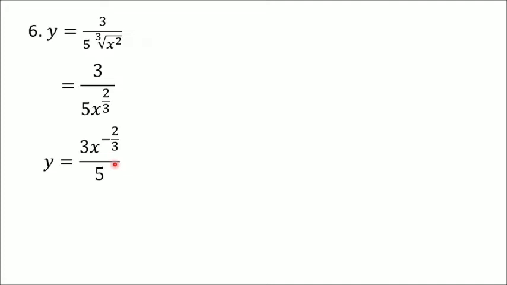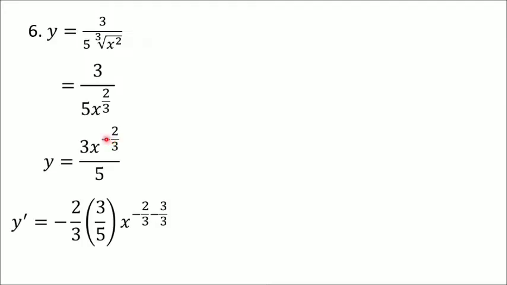rule ng ating derivative. Ang exponent natin ngayon ay negative 2/3. We have the coefficient here, 3 over 5. So, magiging negative 2/3 times 3 over 5. Ayan, so inisa-isa ko dito para makita talaga natin. Negative 2 over 3 times 3 over 5 x, and then we subtract 1 sa exponent.